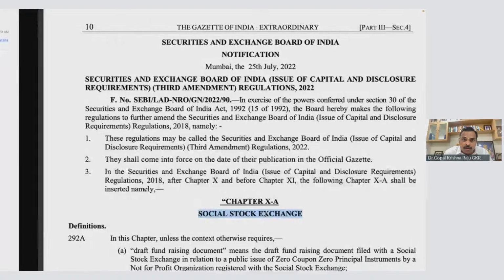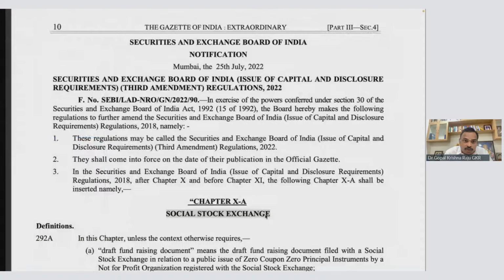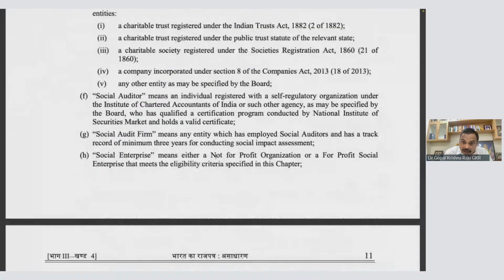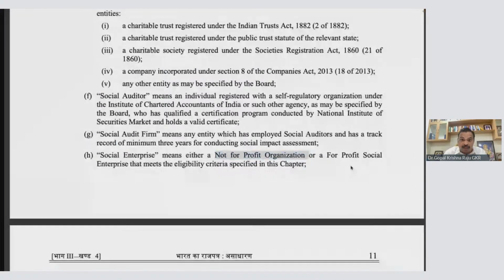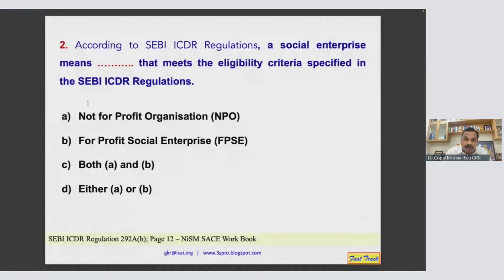So here there is a definition for social enterprise, which says not-for-profit organization or for-profit organization. So now what is for-profit? That is a combo. I'll come to that. So according to SEBI, a social enterprise means NPO or for-profit. So it is A or B. I repeat, it is A or B. I'm sorry, it is not both A and B. It is either A or B.